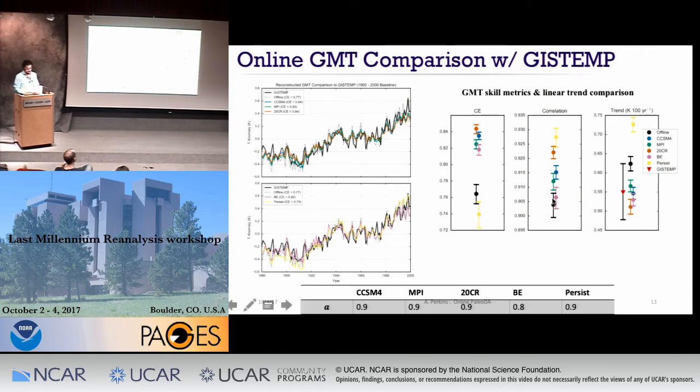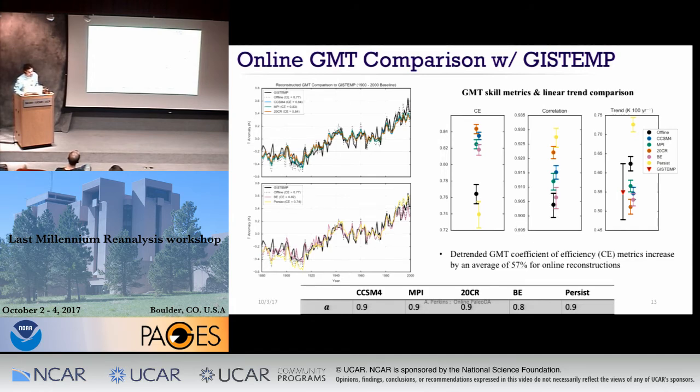For correlation, it's a little different. Persistence ends up being the best in correlation, and all the LIM reconstructions except for the Berkeley Earth end up improving upon the offline case. And then CE, which is heavily dependent on the trend, you see that for the LIM reconstructions, the trends are all kind of hovering around the central amount for what GISTEMP thinks is the right trend. Offline is maybe on the upper end, and persistence is completely out to lunch up here. It might be harder to see, but that's part of the reason why the CE score is so low for that one.